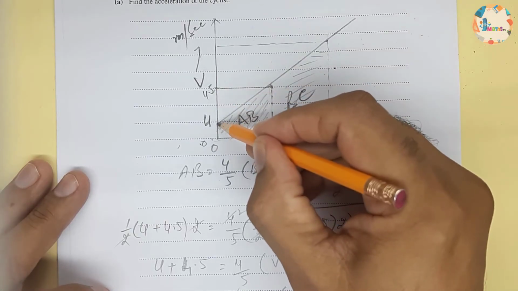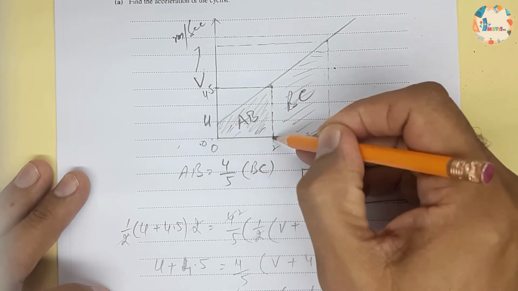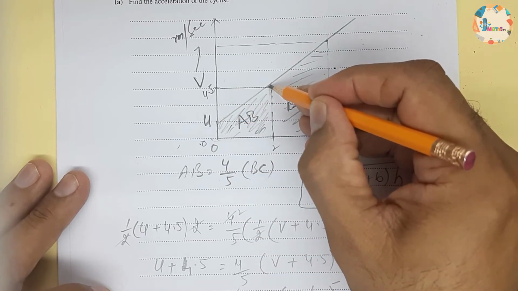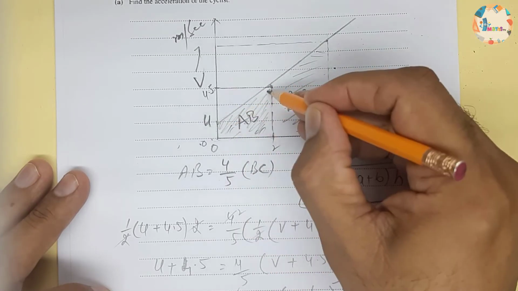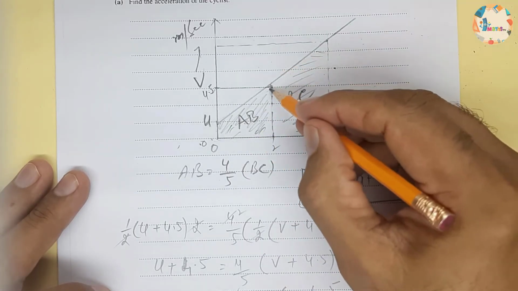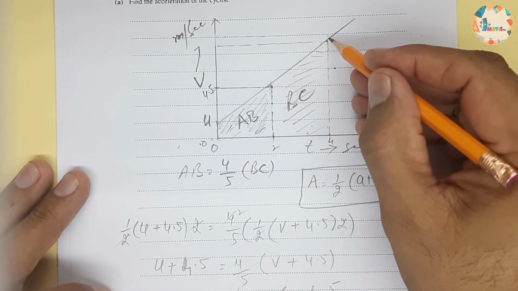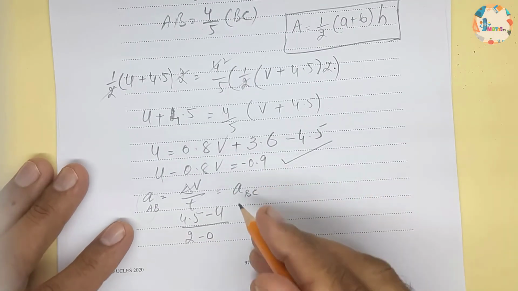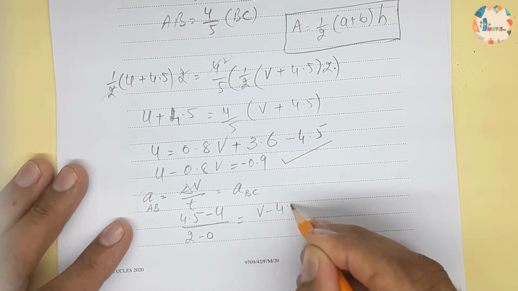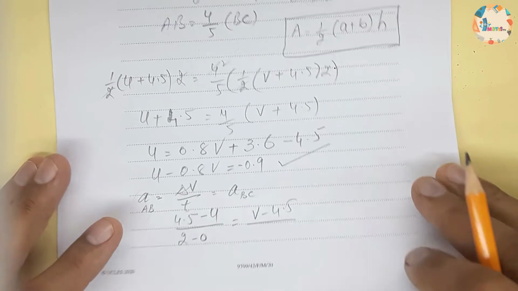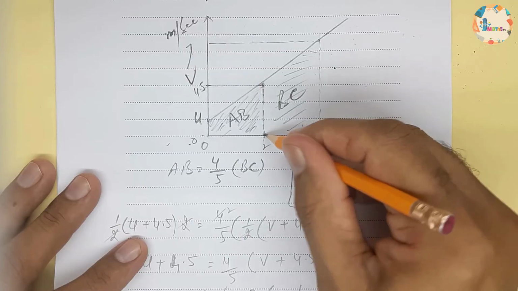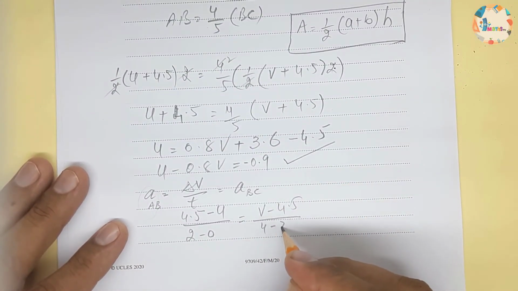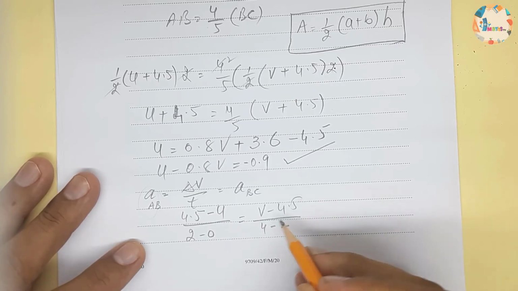Final velocity minus u divided by this time, 2 minus 0. So we have taken from this portion to this portion, and for the other portion, BC, the final velocity will be v minus this velocity, which is 4.5. So we will write here v minus 4.5 divided by the difference of time, which is 4 minus 2, and this will be 2.